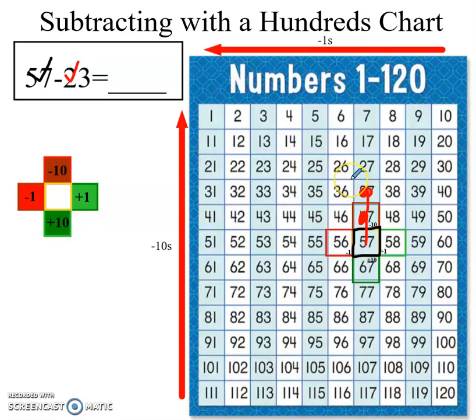Now I need to take away 3 ones. So when I'm taking away ones, or subtracting ones on my hundredths chart, I need to go to the left. So I'm going to take away 1, 2, 3. So what is 57 minus 23? It's 34.